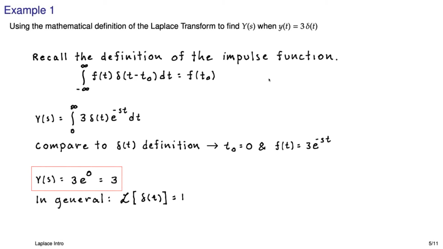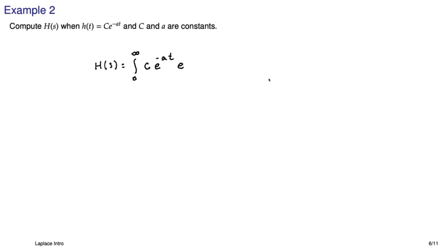What we're doing here is starting to fill out a Laplace transform table. So let's do another one. How about this h of t? It's some exponential function with a constant in front of it. And we're just going to grind through, using the formal definition of the Laplace transform. We multiply that h of t by e to the negative st and integrate.